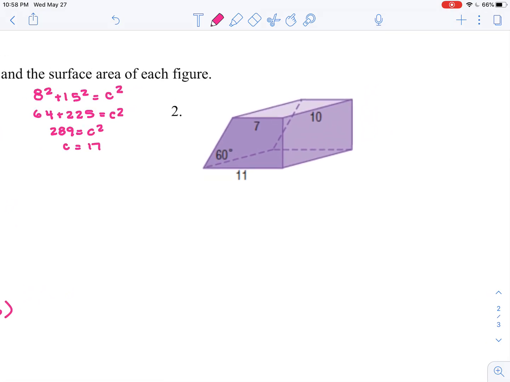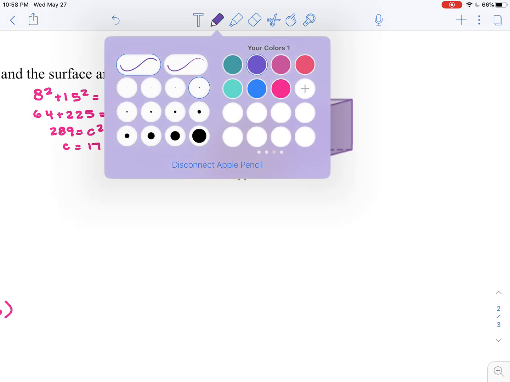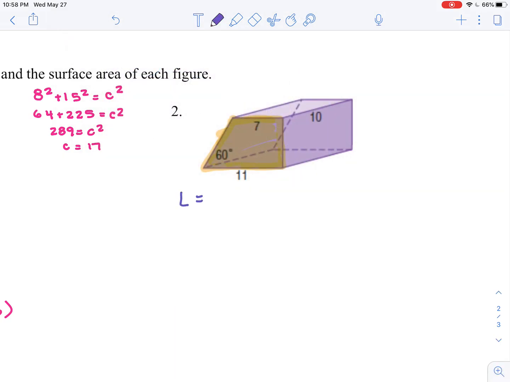Okay, in question number 2, we have what's called a trapezoidal prism. So here the bases are the front and the back of this figure, these 2 trapezoids. If we start first by finding our lateral area for any prism, perimeter of the base times the height.